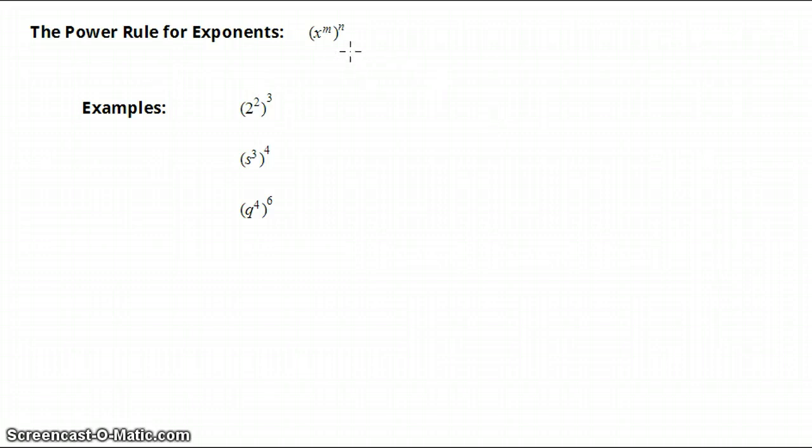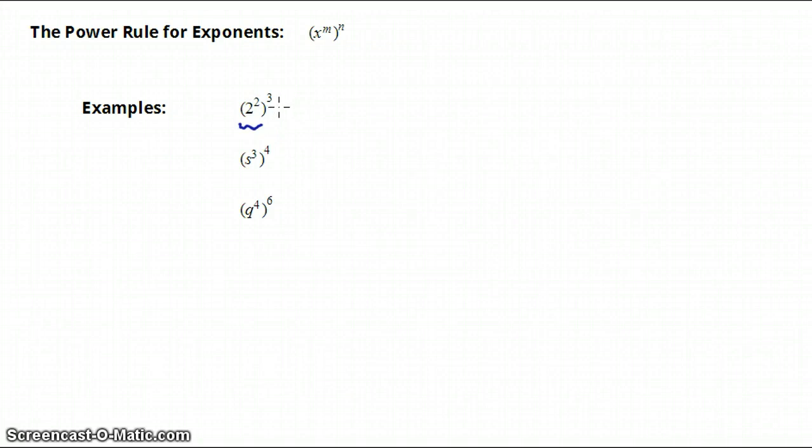We're going to talk about the power rule for exponents. Let's look at a specific example, and then we'll write the general rule. Say I have 2 to the second power, and that entire exponential form is also raised to a power. It's raised to the third power.